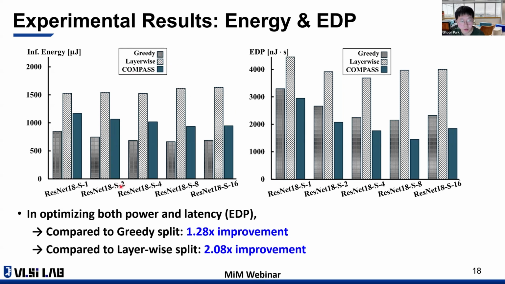And in optimizing both power and latency, we calculate the energy delay product. Because we have a better throughput than any of these methods, considering both energy and delay, we get a better performance than the greedy and the layer-wise methods. So compared to greedy split, we have the 1.28x improvement, and compared to layer-wise split, we have 2.08x improvement in EDP.